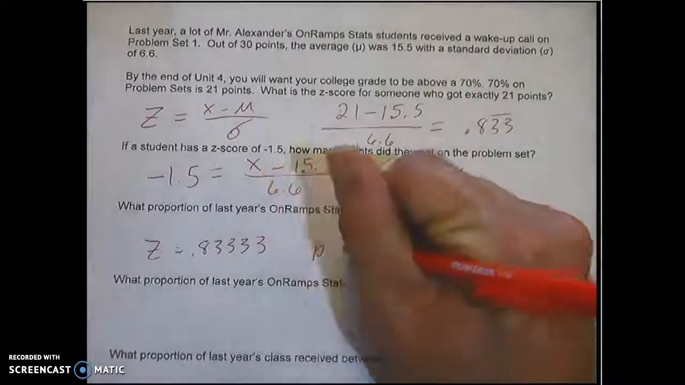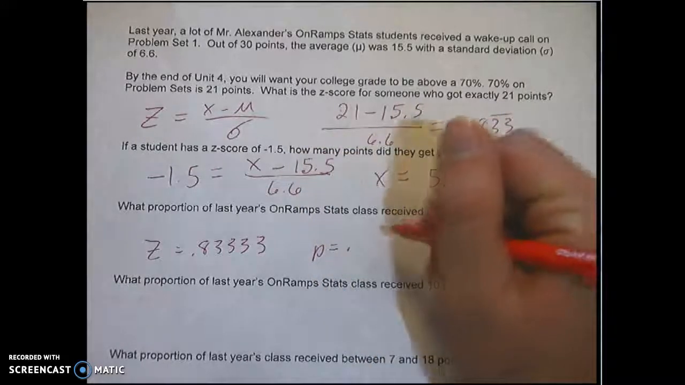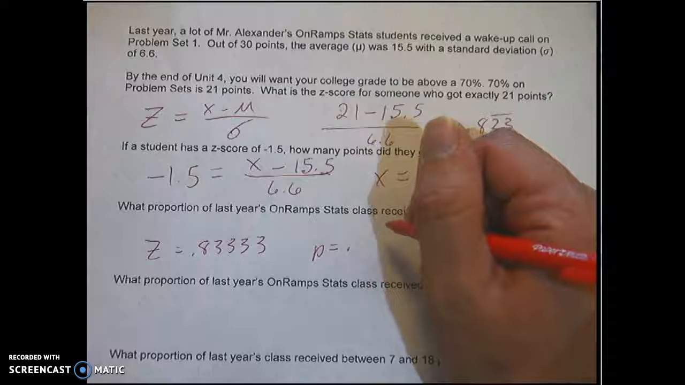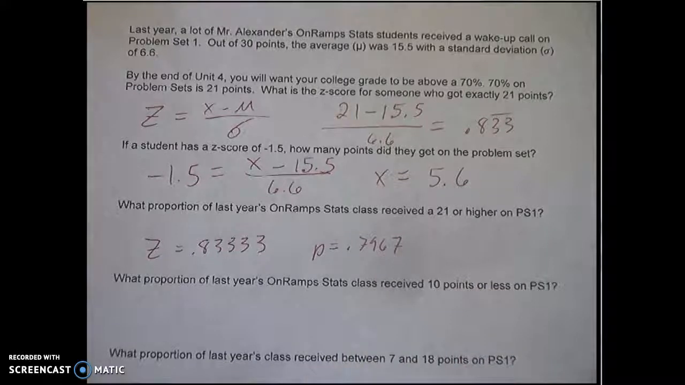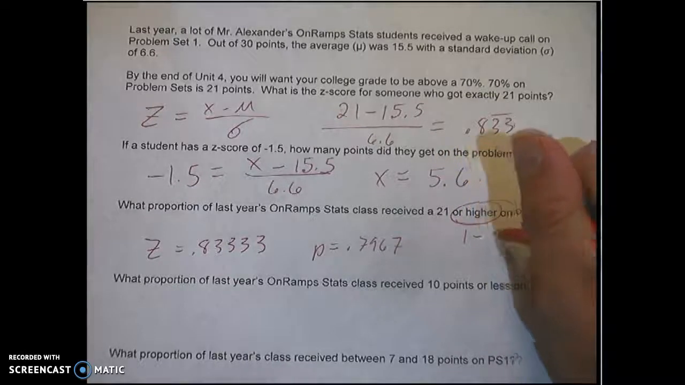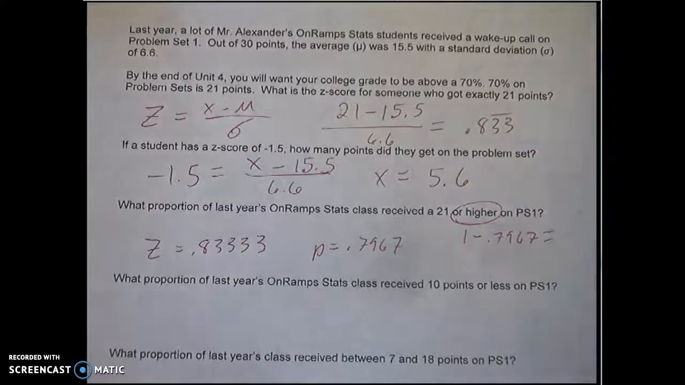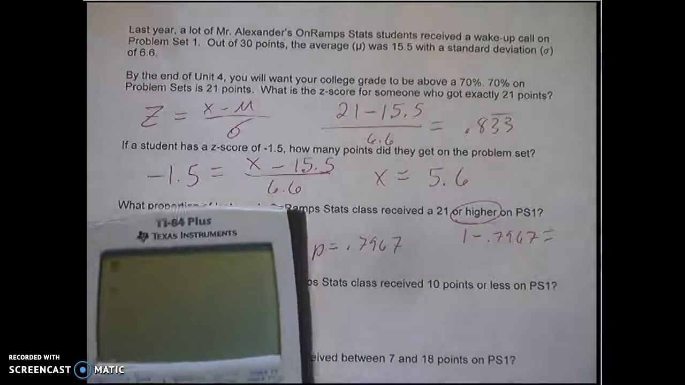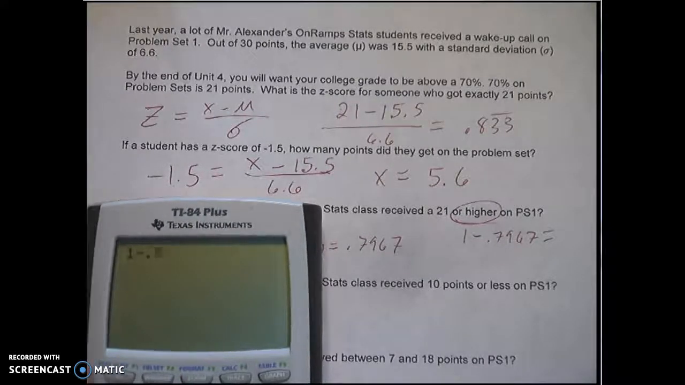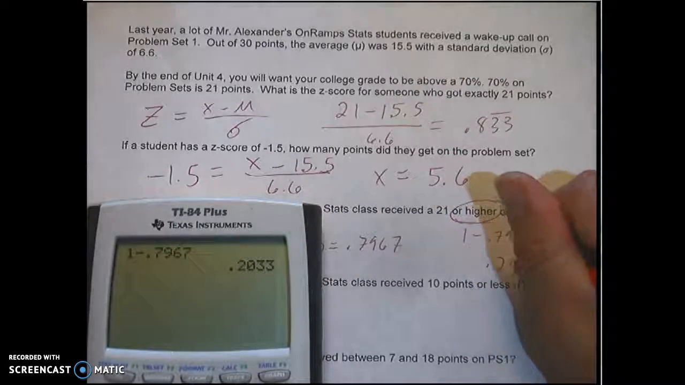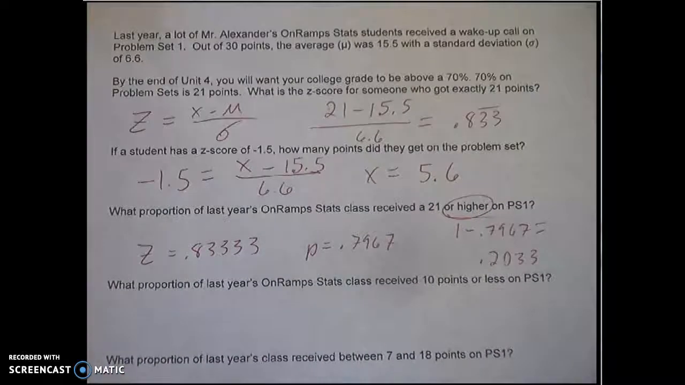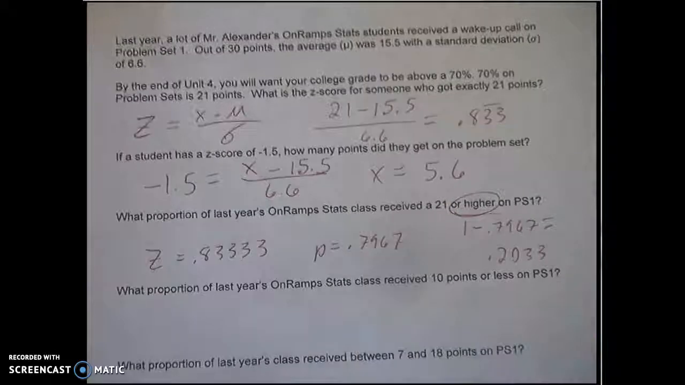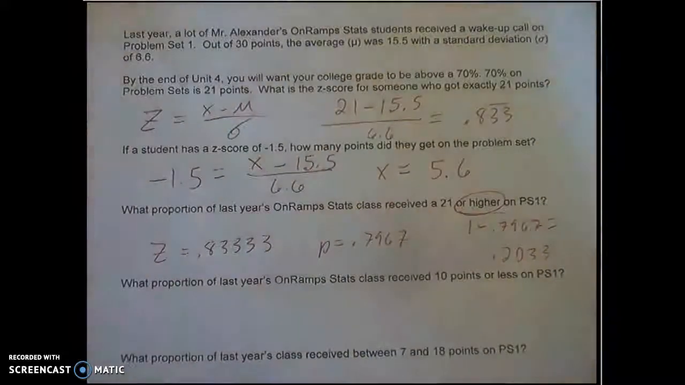So the probability, according to the table, is 0.7967. But that probability is always to the left. I wanted higher, so I'm going to do 1 minus that. The answer that I would want to type into the homework or something like that is 0.20333. That's what I got from the table, and this is what I want to type into the computer if I was doing this on Canvas for homework.